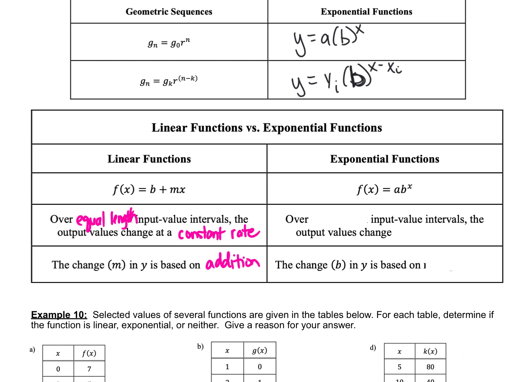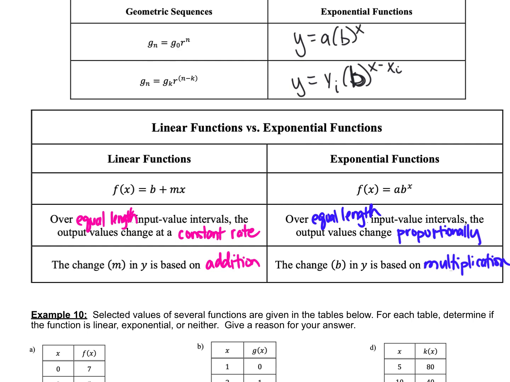With equal length input intervals, the output values change proportionally. That means we're using multiplication. So for every justification for linear versus exponential, it's equal length inputs: how does the output change? Over equal length inputs, how does the output change?